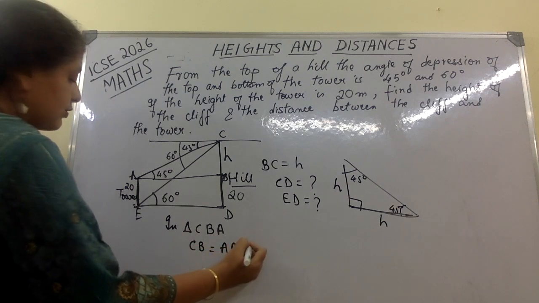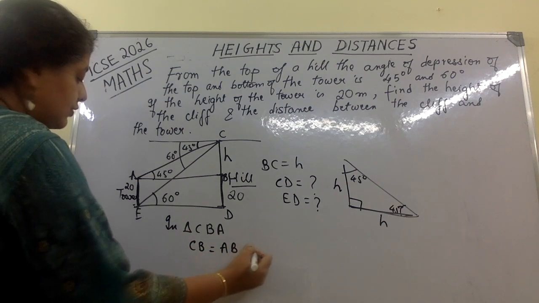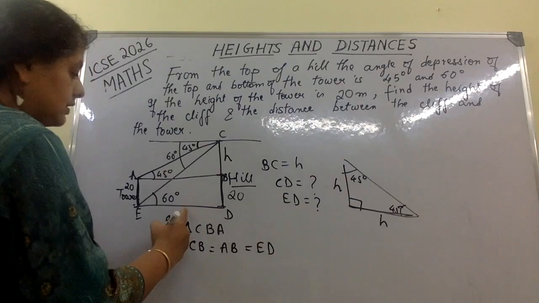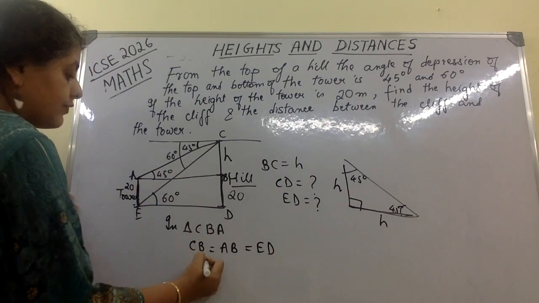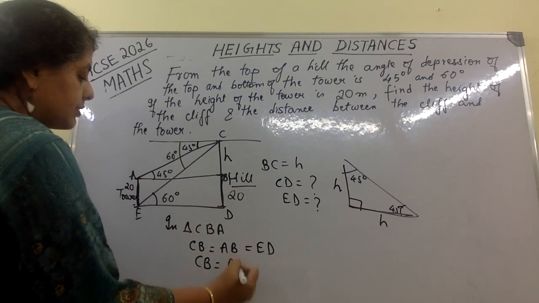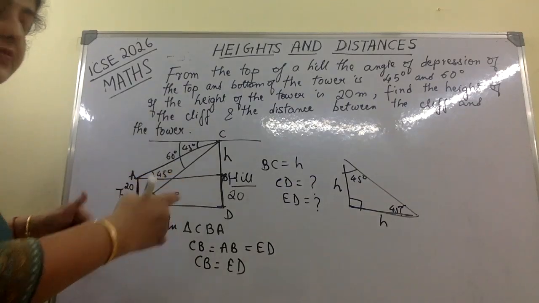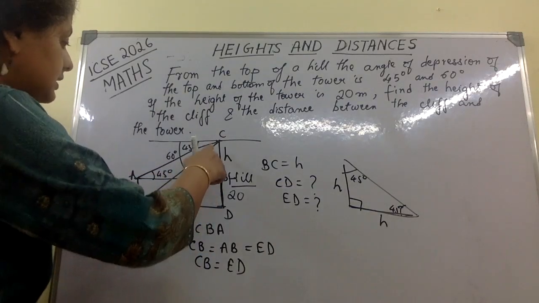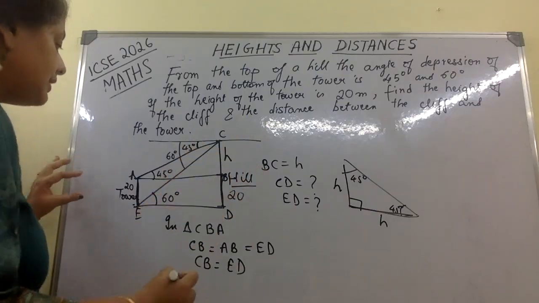And CB is equal to AB, and that is equal to ED again. We can see clearly there's a rectangle here. Therefore CB is equal to ED. Please use mathematical language, it saves time. Now CB is equal to ED. We'll come to tan theta.